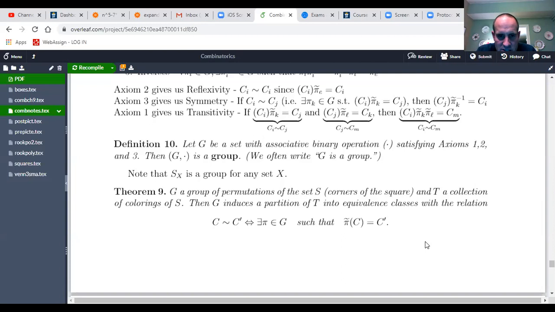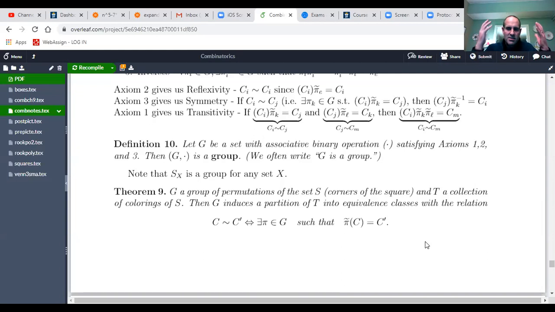G induces a partition of T into equivalence classes with the relation: C is equivalent to C prime if and only if there exists a permutation in the group whose induced permutation on the colorings sends C to C prime. Okay, I mean, this is really kind of the intuitive end of everything that we've been talking about here. If we want to actually make everything that we're talking about rigorous, you know, we need to talk about, okay, so what do we mean by equivalent colorings?